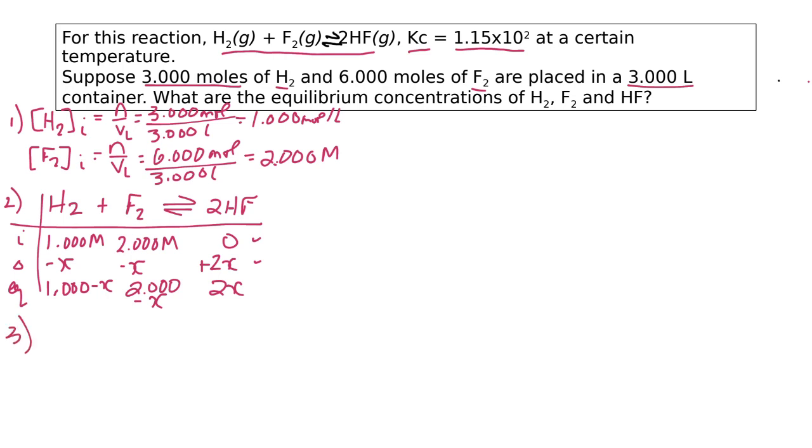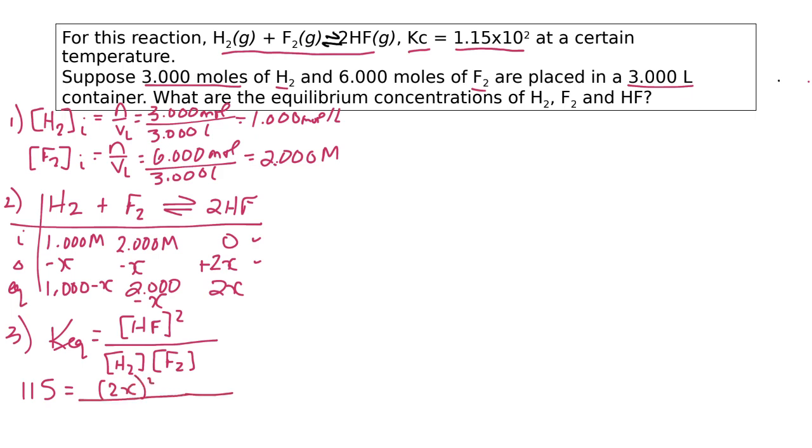So let's set up the KQ expression. And we know that this is equal to products, so HF squared, divided by the concentration of my reactants, both to the power of 1. And then we will set this up. So KQ, I'm going to get it out of scientific because I don't like it. And then I'm going to have 2x squared in the numerator divided by 1. I'm just going to leave it as 1 right now. I'm going to worry about all those significant figures a little bit later. Okay, so 1 minus x times 2 minus x.